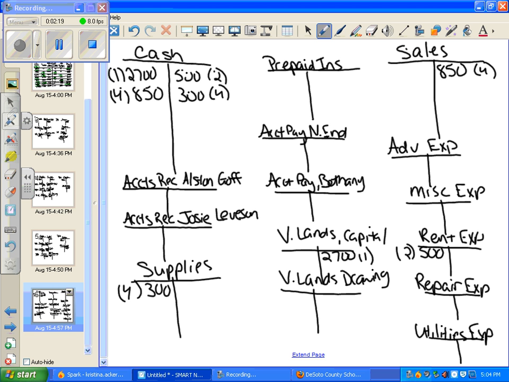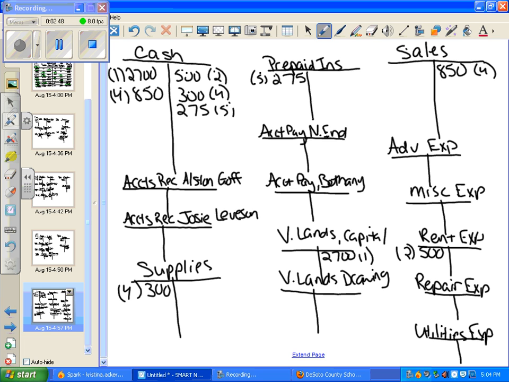On the 5th, we paid cash for insurance. So the two accounts that are affected are cash and prepaid insurance. Our cash is going to decrease by $275, and that is going to be on the 5th. And our prepaid insurance is going to increase by $275, and that is going to be on the 5th.